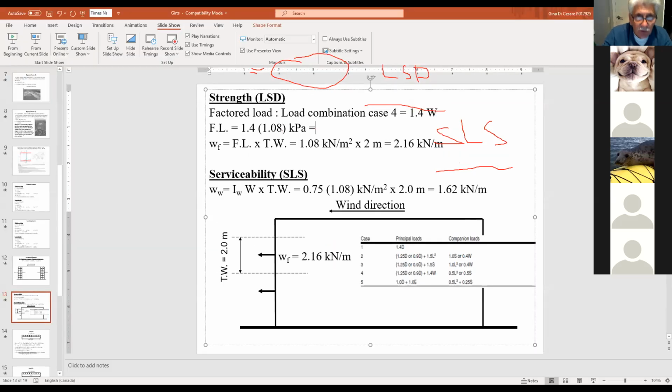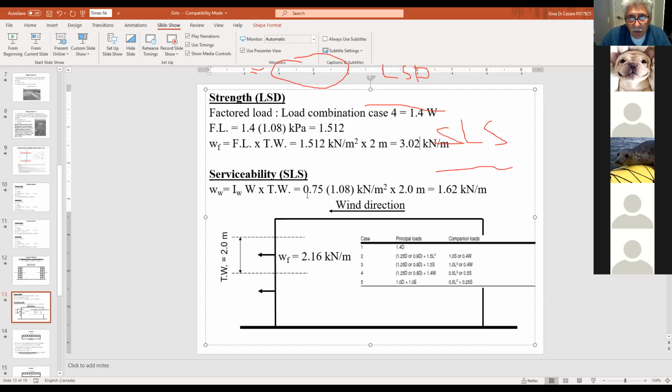Okay, so this is supposed to be equal to 1.4. Good, this way we'll all be designing at the same time. Times 1.08, and therefore this becomes 1.512, and therefore I'll change this to 1.512 multiplied by 2, and this becomes 3.02.